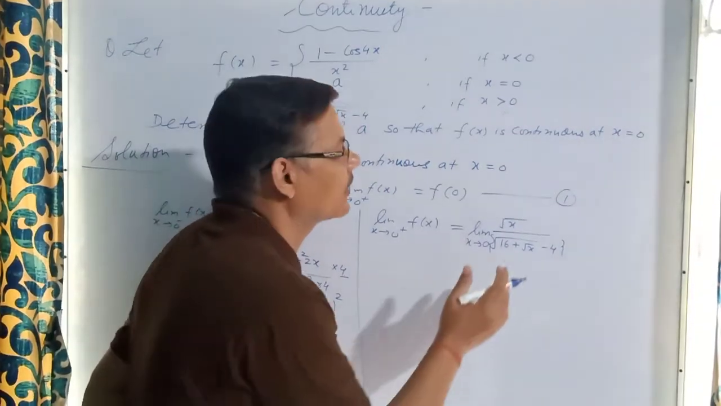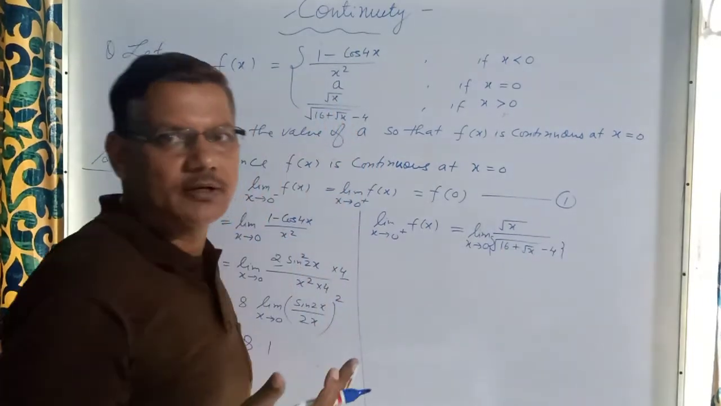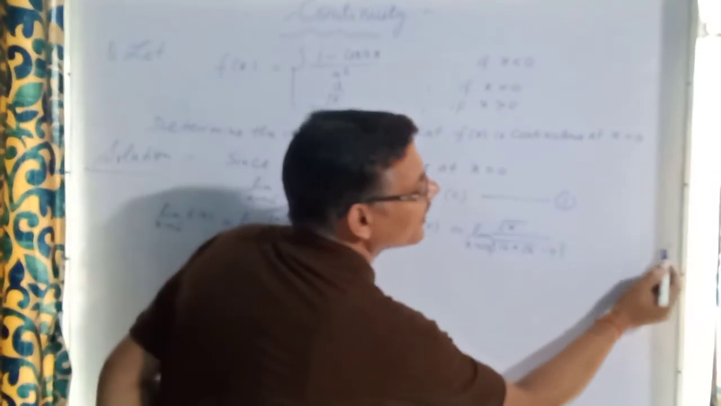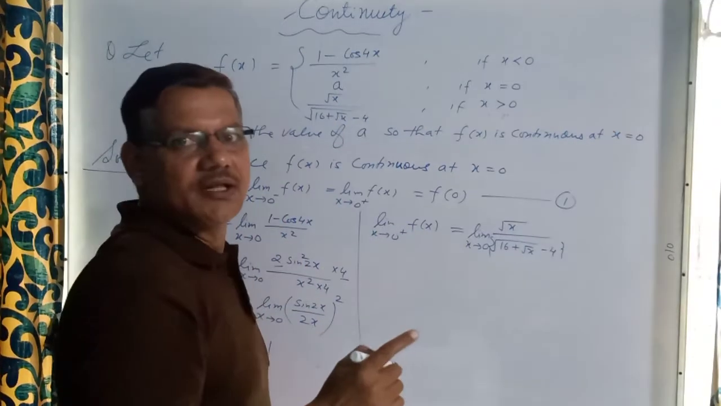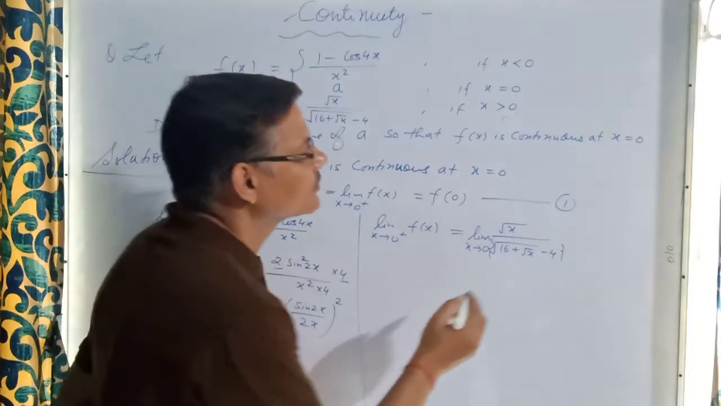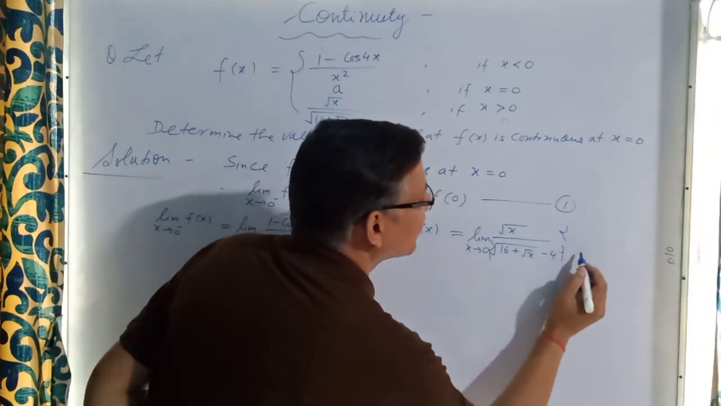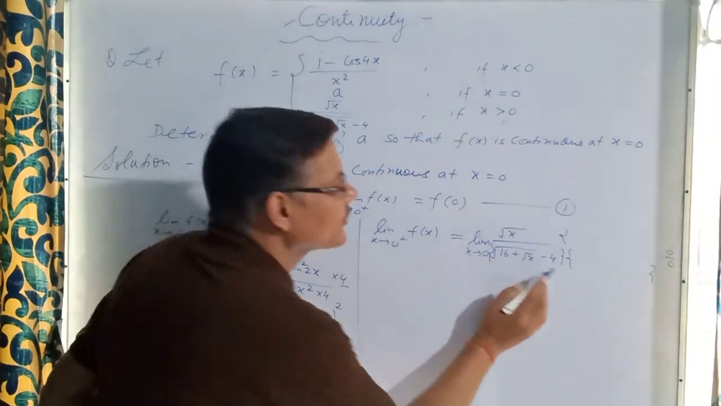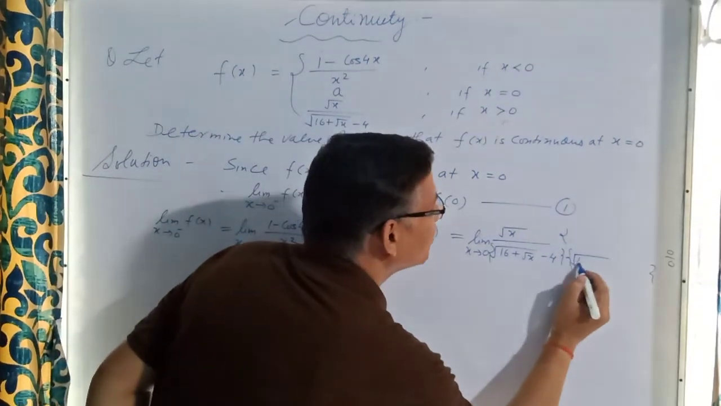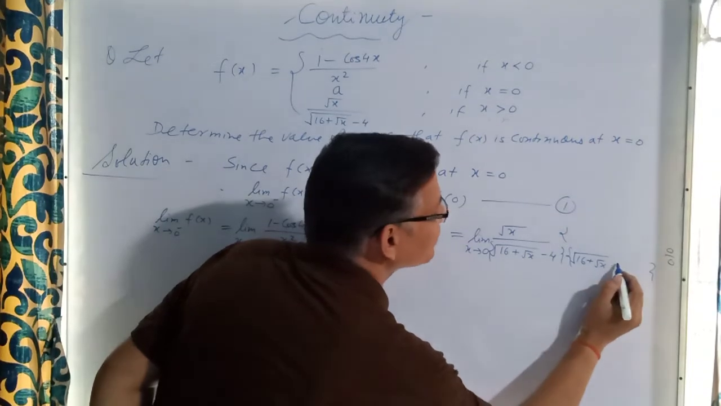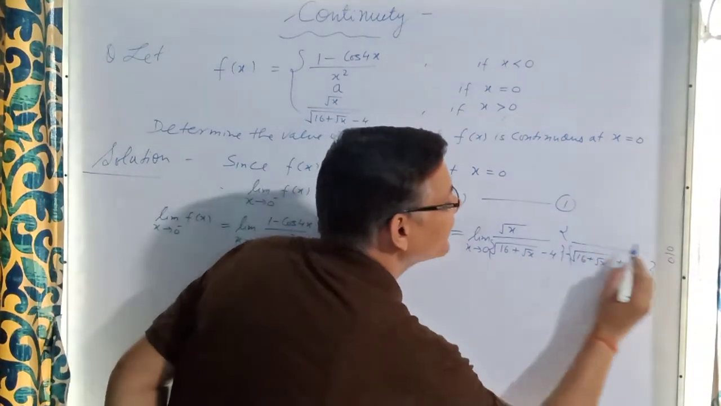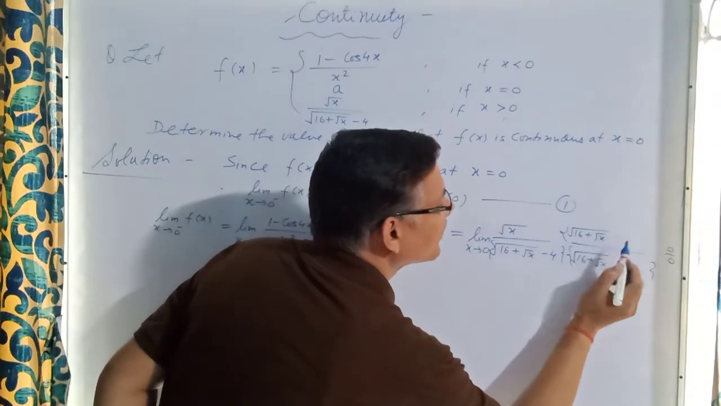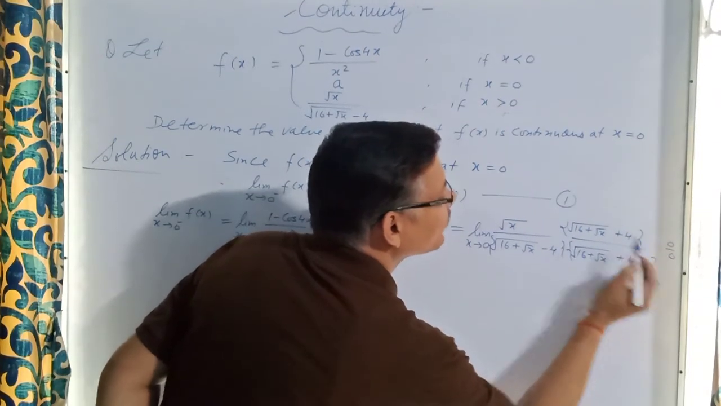Rationalization means we are required to multiply numerator and denominator by the conjugate of the denominator, since it is of the form 0 by 0. So after removing that form, we take the limit. That's why we multiply it by the conjugate of the denominator. Conjugate means only we change the sign. So we get root over 16 plus root over x plus 4. For balance, the same thing in the numerator, root over 16 plus root over x plus 4.